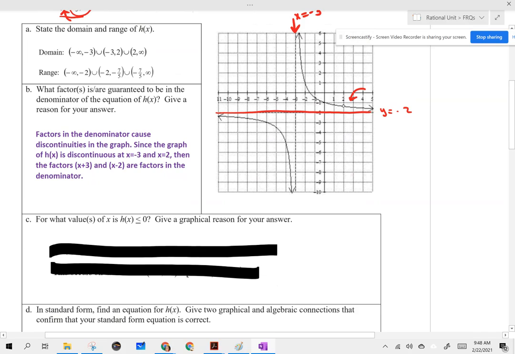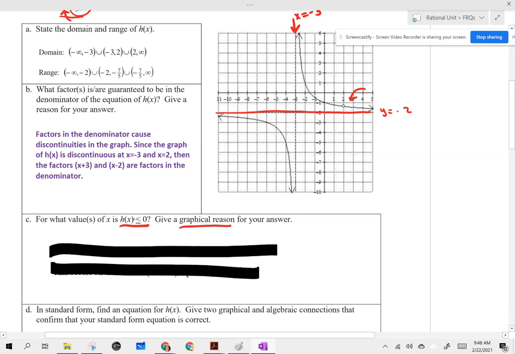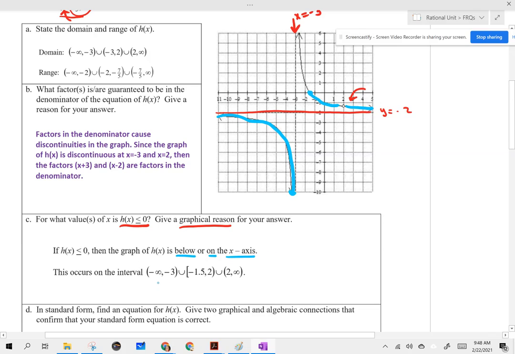It says, for what values of x is the function less than or equal to 0? Give a graphical reason for your answer. So again, in this particular case, when you're asked to find where the function is less than or equal to 0, we've got this portion, we've got this, and then here. So we are going to say, if h of x is less than or equal to 0, then the graph is below or on the x-axis. And then here is the interval that that happens to. Okay.